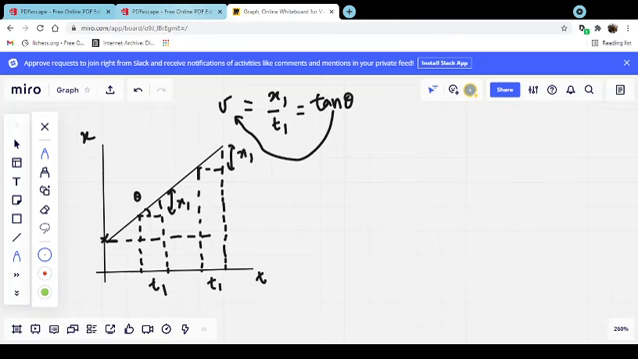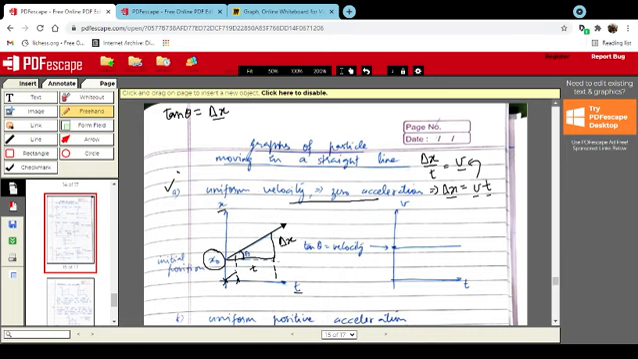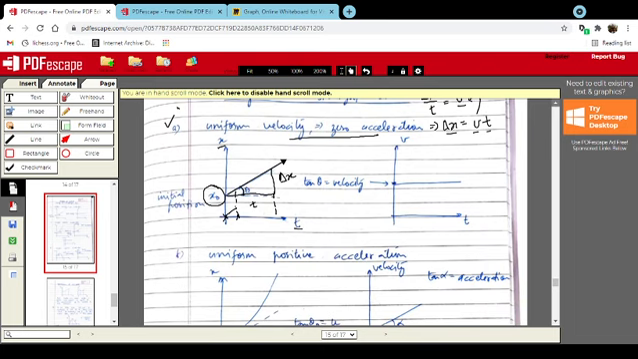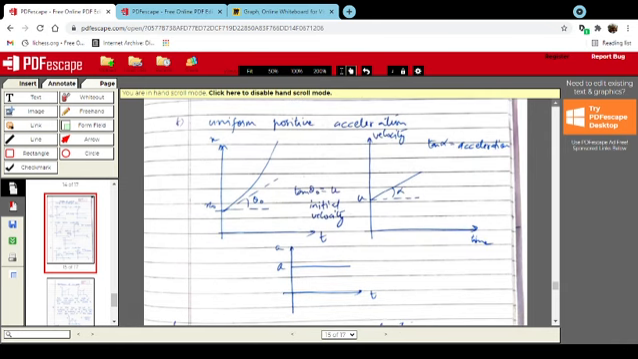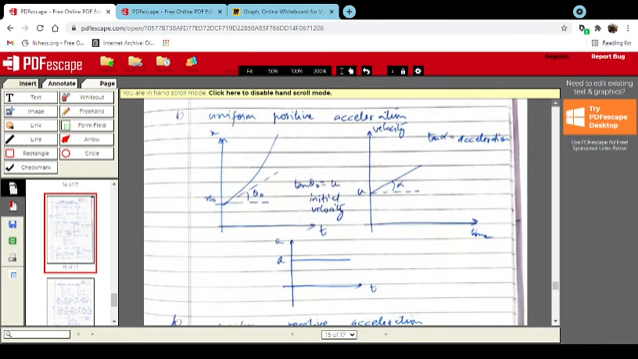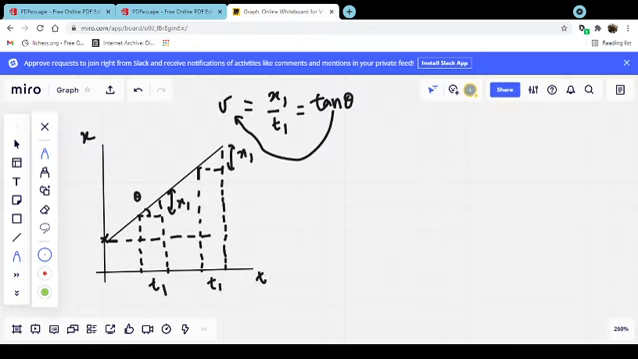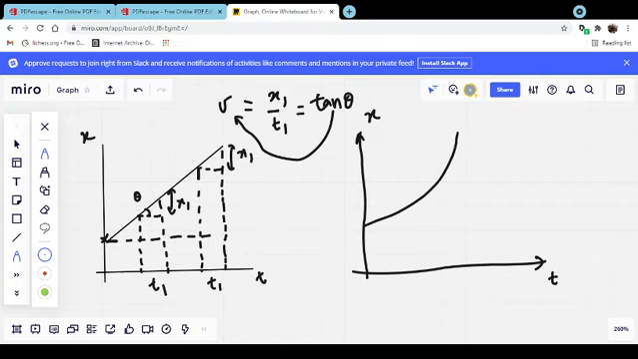So let us move to the second case. The second case which we are taking is uniformly accelerated motion, or uniform positive acceleration. Now let us take the graph of this motion and analyze it like this. So this is the xt graph, and let's say the position of the particle goes like this.